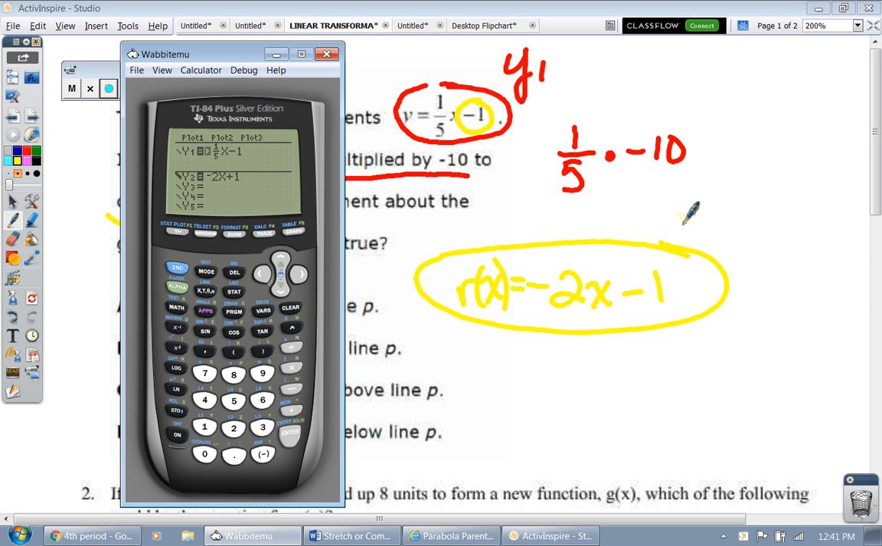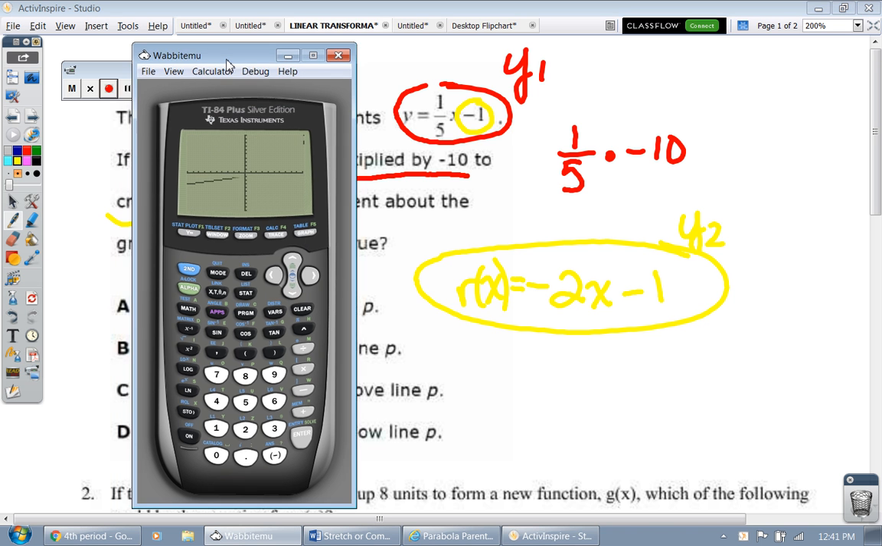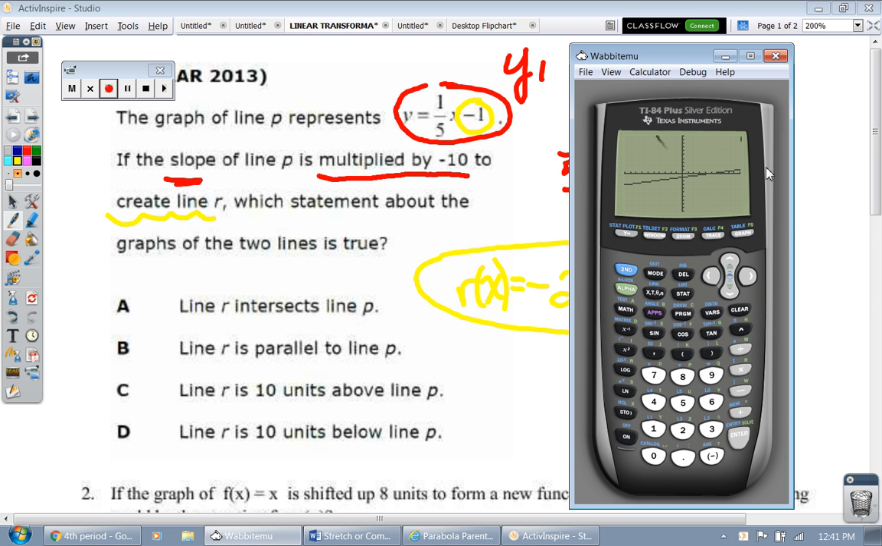So you're going to go under y equals, and type them both in. Type your first one in. This is in y2, you can already see that. We bolded it. So let's see what happens here. Let's graph it. There's the first one, and there's the second one. So let's look here. Line R intersects line P. Yes, it's not parallel. It's not 10 units above. It's above, but it's not 10 above. And it's definitely not below. So our answer is A.